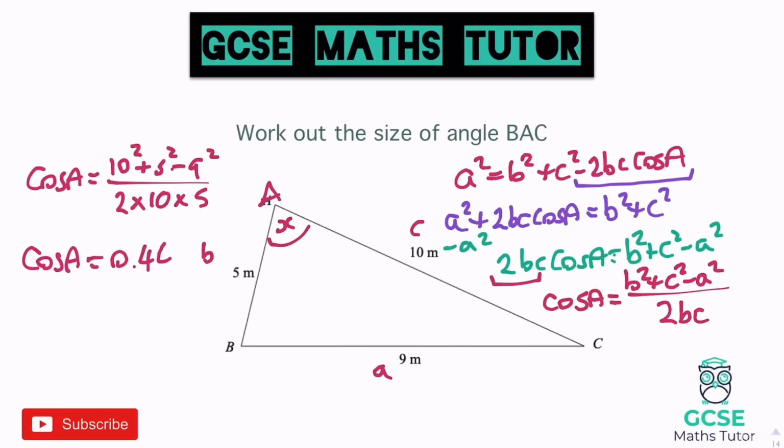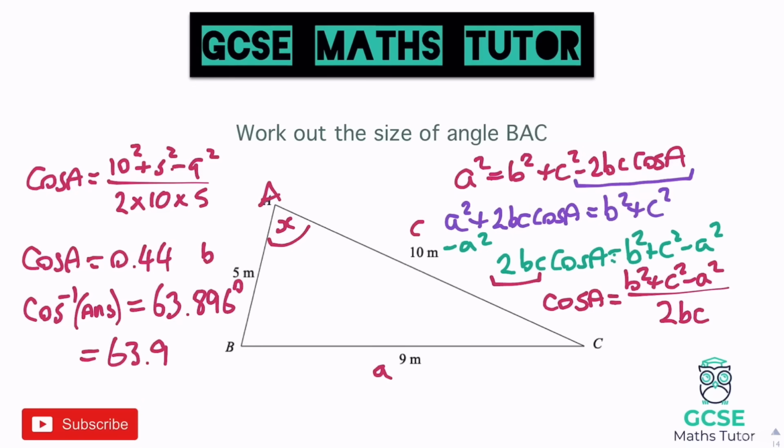And then same process again, we need to do the inverse of cos, so cos minus 1 of your answer. And you get, let's have a look, shift cos, answer, and I get 63.896. There we go, degrees. And again, we could round that, so we could just say 63 point, and let's just go to one decimal place, 63.9 degrees. Again, just reading the question. And that's how to use the cosine rule for finding angles.